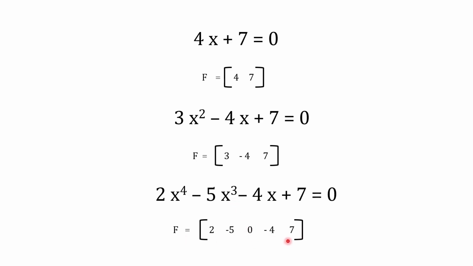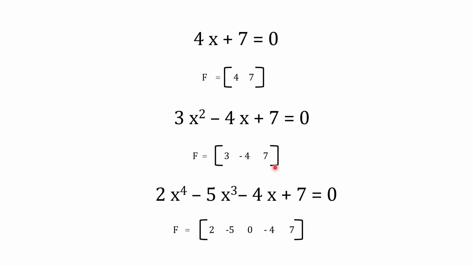But in the matrix you need to go in this sequence only: constant, then x square, then x cube, then x raised to 4 and so on. Right, so in this manner you need to proceed. So now there is no x square, so the coefficient is 0, x cube is minus 5 and x raised to 4 is 2. So now we'll go to MATLAB and solve these equations one by one.